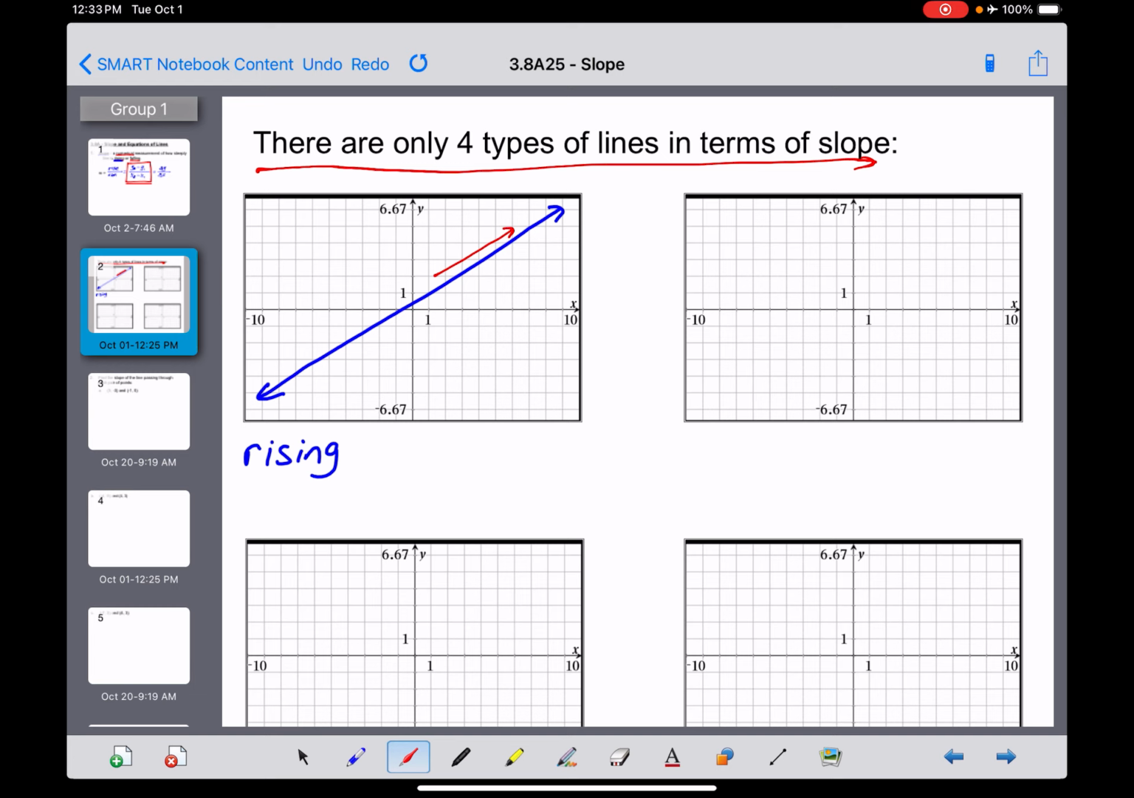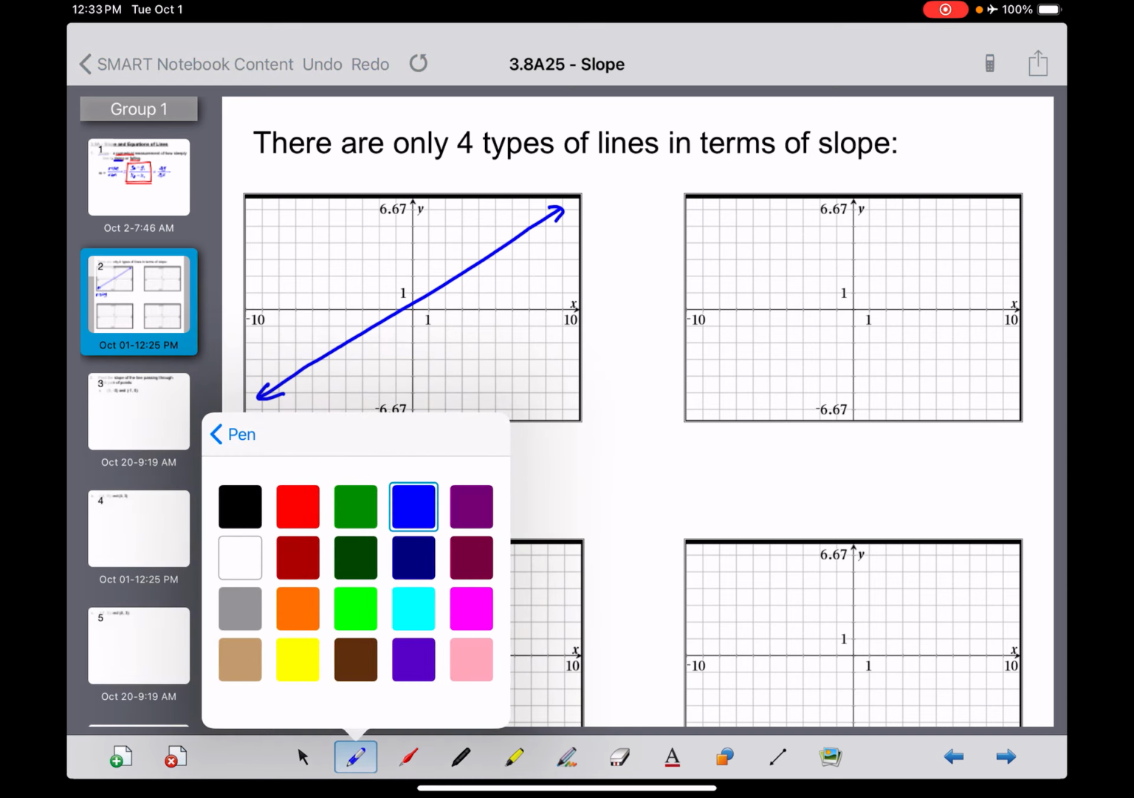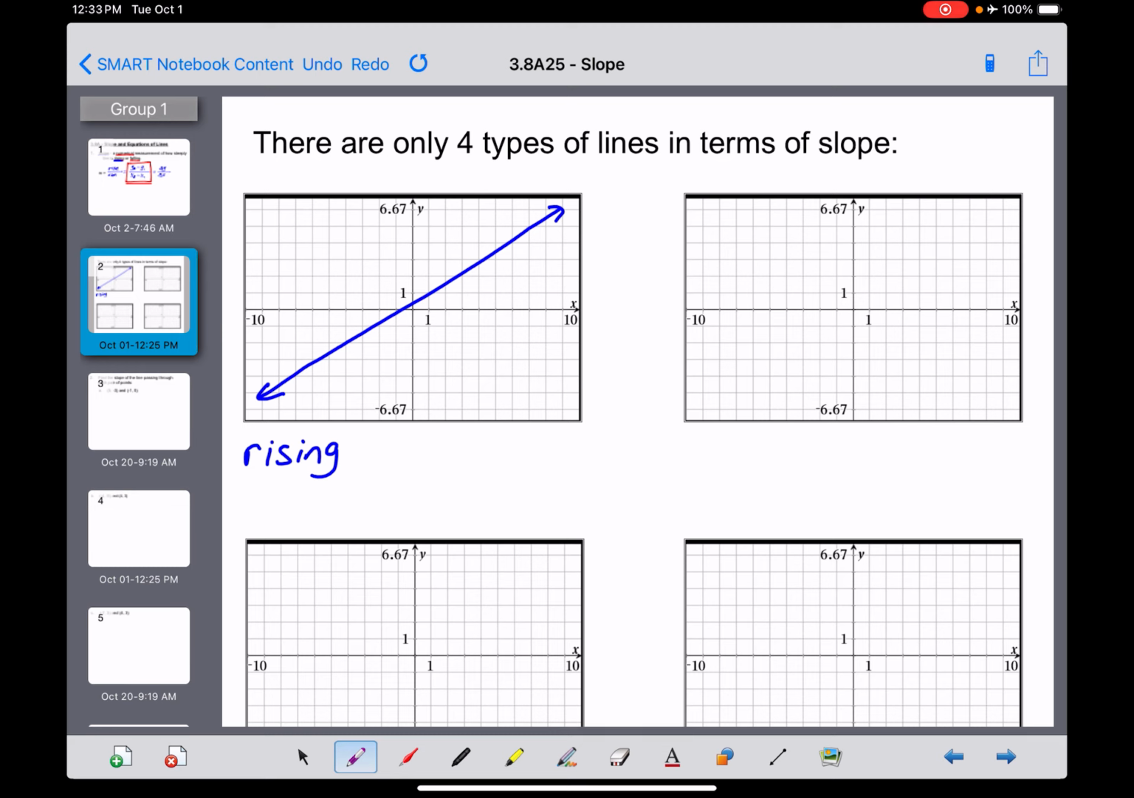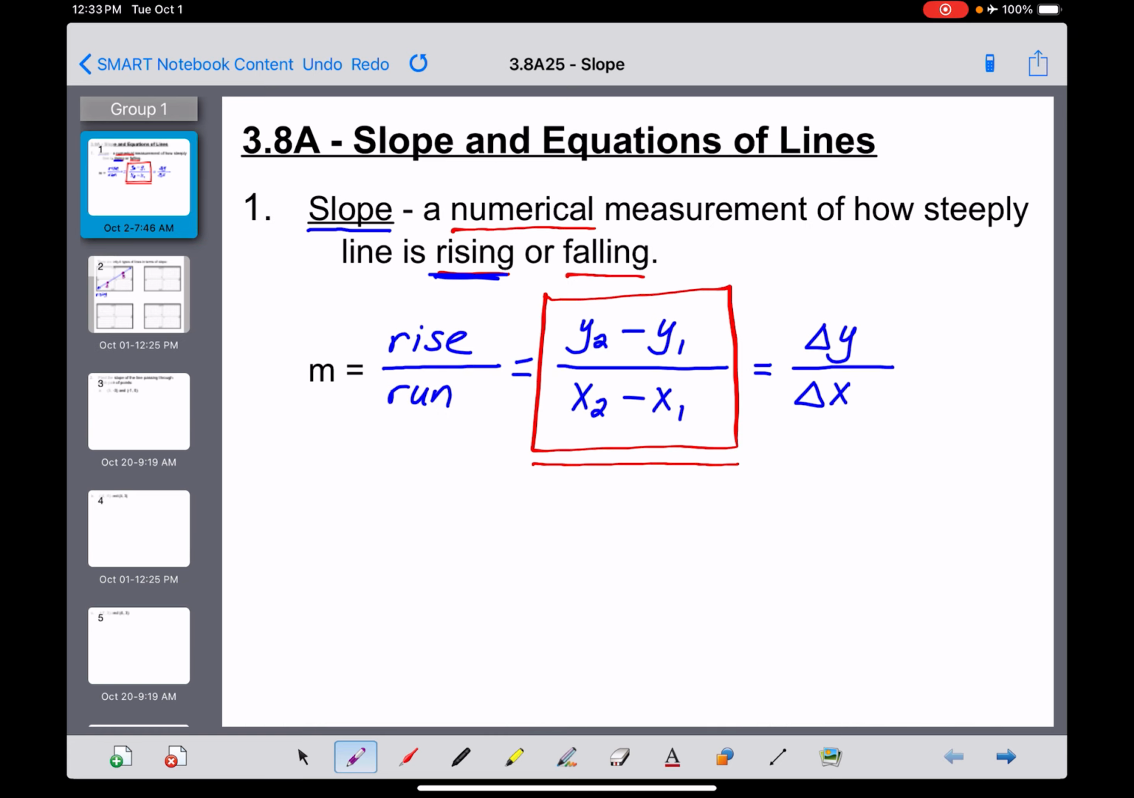So this line rises as we move from left to right, and that's what we would call a rising line. Now, in terms of the slope of a rising line, let me switch to purple right here. And what we're going to do is talk about taking a little journey on this line here, guys, from one point that I'll call A to another point over here somewhere that I'm going to call point B.